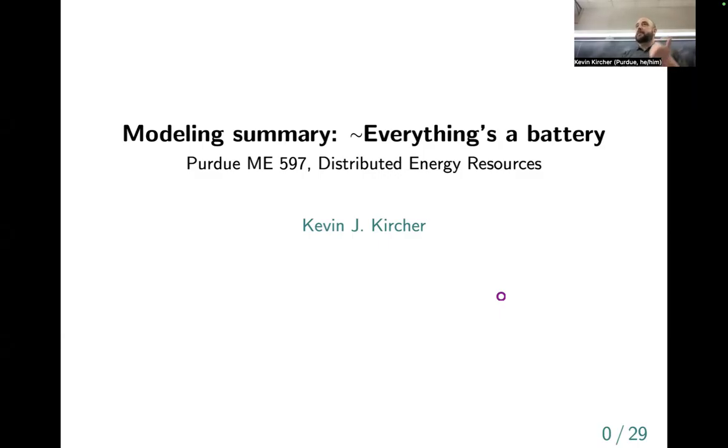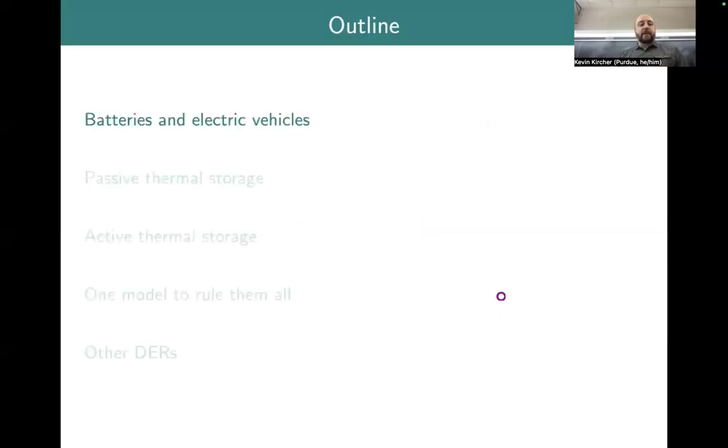So stationary batteries, electric vehicle batteries, passive thermal energy storage from basically the air and the thermal mass of buildings, active thermal energy storage from things like water heaters, ice storage systems, and so forth. I think that's about it. Yep. So we'll talk about those. And then this kind of one model to rule them all.